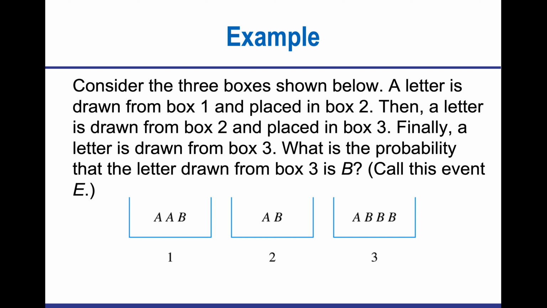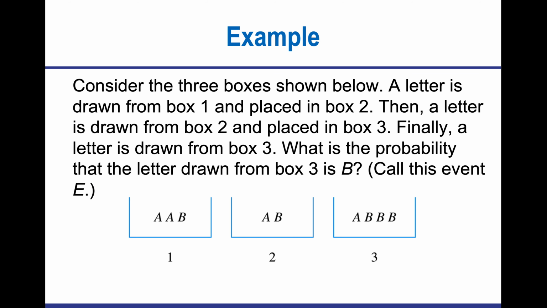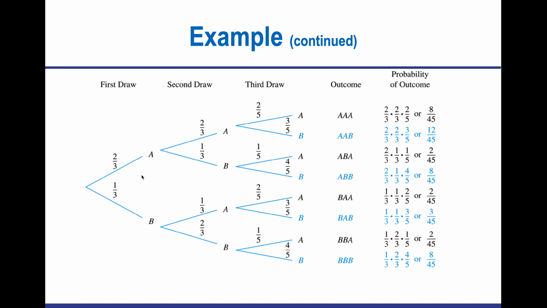Now let's look at a different example where I have 3 different boxes. A letter is drawn from box 1 and then added to box 2. Then a letter is drawn from box 2 and put in box 3. Then a letter is drawn from box 3. What is the probability that the letter drawn from box 3 is a B? We have a rather complex tree diagram here. I only need 2 branches because there are only 2 outcomes, getting an A or a B.